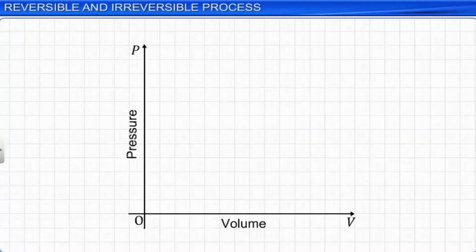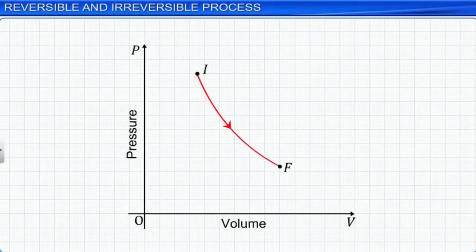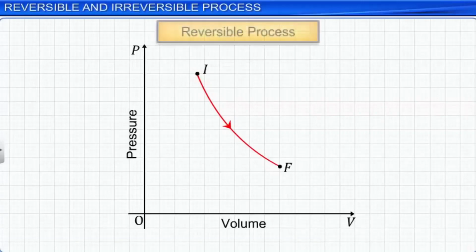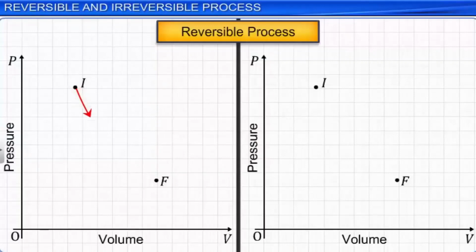Consider a system taken from its initial state I to a final state F in a thermodynamic process. Let us represent the process in a PV diagram as shown. The process is called a reversible process if the system and its surroundings can be brought back to the initial states without causing any change anywhere else in the universe.